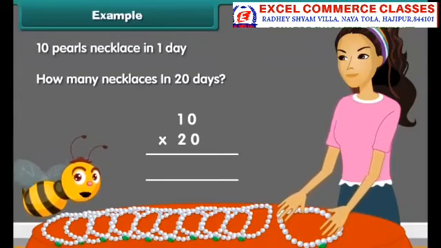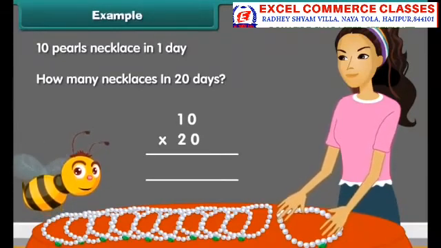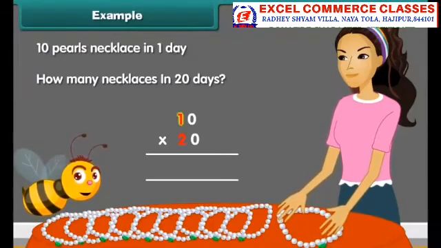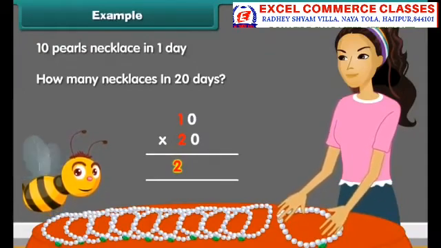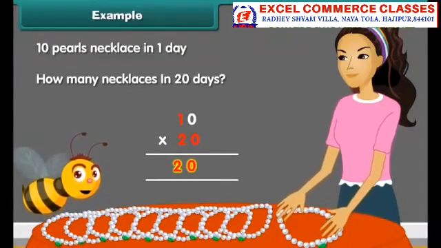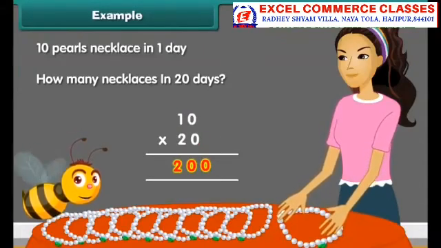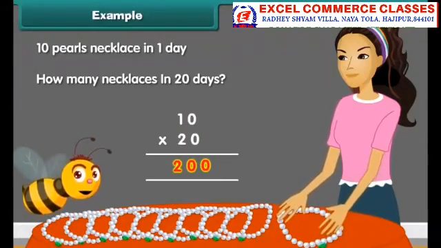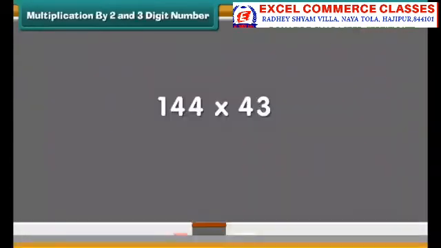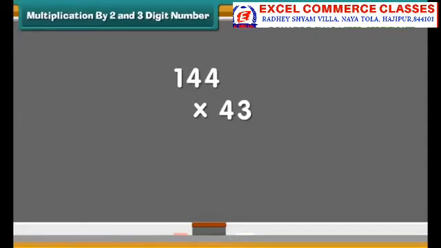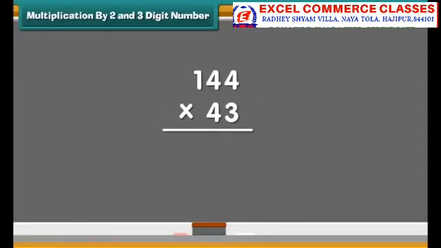Dinah makes 10 pearl necklaces in 1 day. In 20 days, how many necklaces will she make? We need to multiply 10 with 20. Step 1. Multiply the numerals without zeros. 2 multiplied by 1 is equal to 2. Step 2. Count and add the number of zeros toward the right side of the answer. In this case, we have 2 zeros. Thus, the final answer becomes 200.